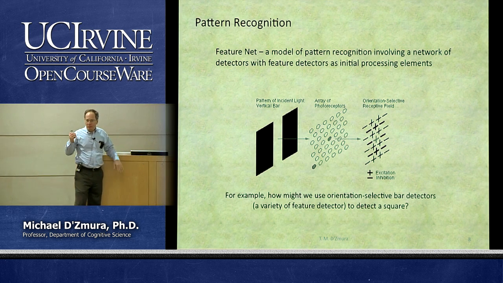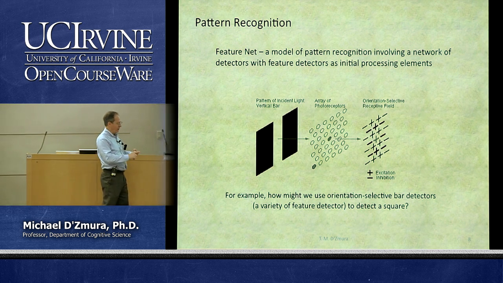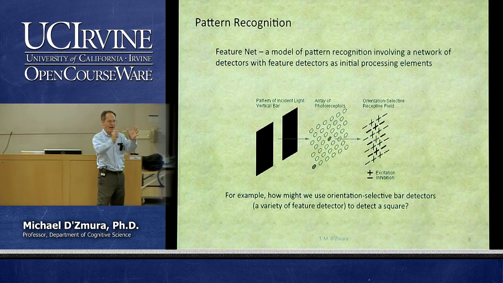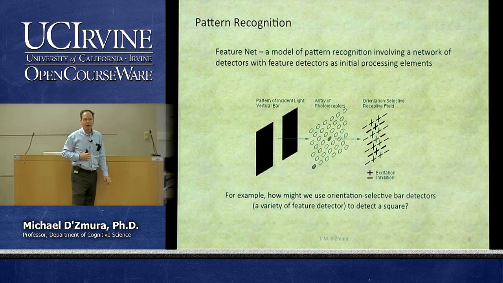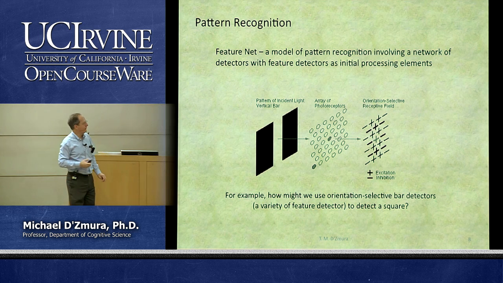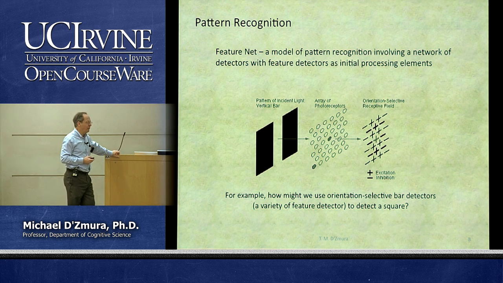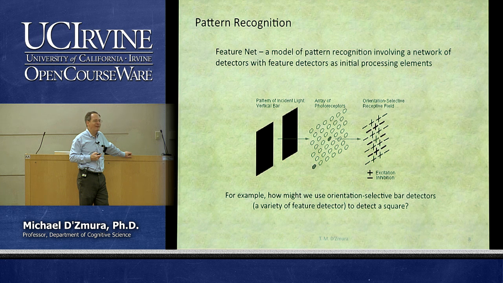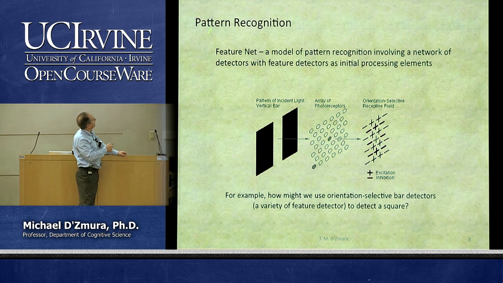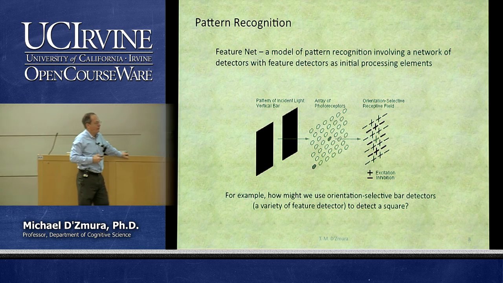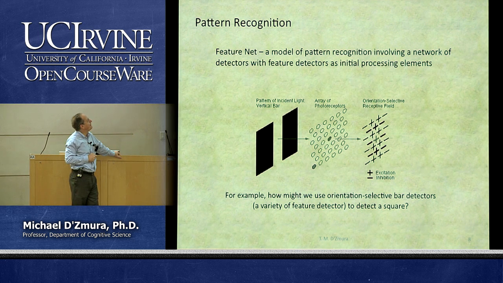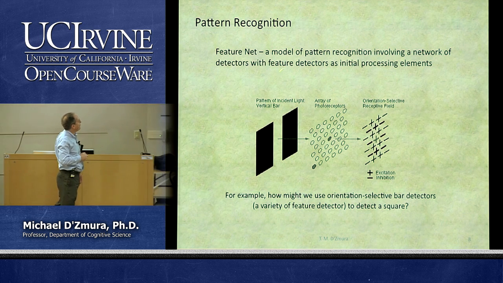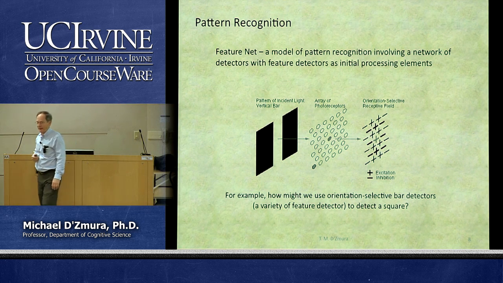So, we should understand now that in visual cortex we have cells sensitive to bars and to edges. They have different size sensitivities, so they could be looking for nice wide bars or very narrow bars. They also have different orientation selectivities: horizontal, vertical, tilted, etc. So what we want to do now is use such cells with the receptive fields that we've talked about to try to detect patterns. And so we're going to talk a little bit about pattern recognition. The sort of model we're going to examine is called by the textbook a feature net. This is a model of pattern recognition involving a network of detectors with feature detectors as initial processing elements.